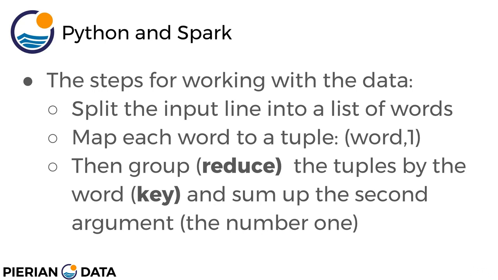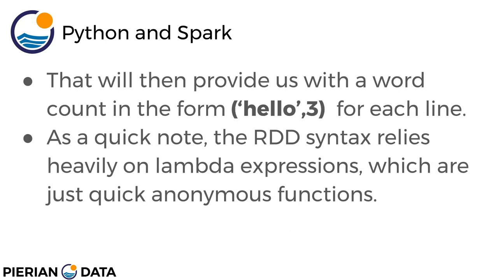So you can imagine if I had typed in hello, hello, we would end up splitting hello, hello into a list of those two strings, hello, hello. Then we would map each word to a tuple, hello, comma, 1 in one tuple, and then again, hello, comma, 1 in another tuple. And then we group or reduce the tuples by the word, which is the key. In this case, it's the hello. And we actually sum up the second argument, which is the number 1. So at the end, we would get something that looks like a tuple, except it would say hello, comma, 2. And that will then provide us with a word count in the form, like I just said, hello, comma 3 or comma 2, etc. for each line.